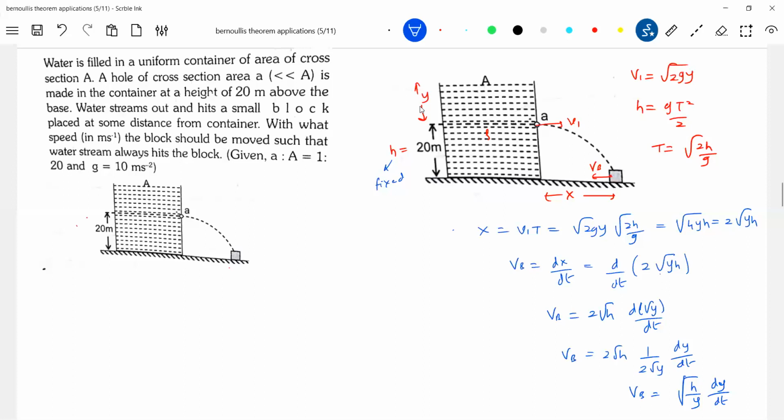This should be the speed of the block, but we know h, y also we know, but we don't know dy by dt. Am I right? We don't know dy by dt, how to calculate it. As the liquid continuously flows out, what will happen to the level of liquid in the container? It should decrease, will you agree.